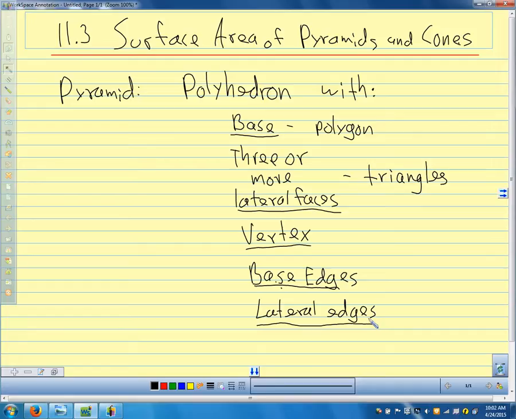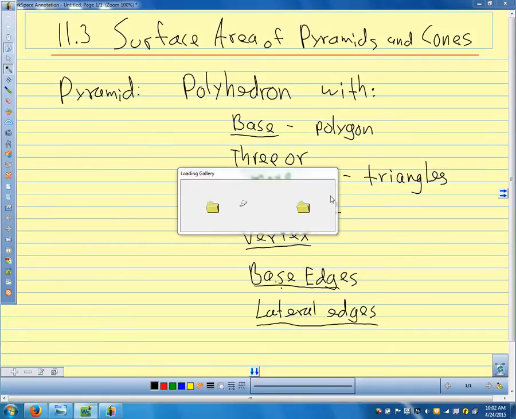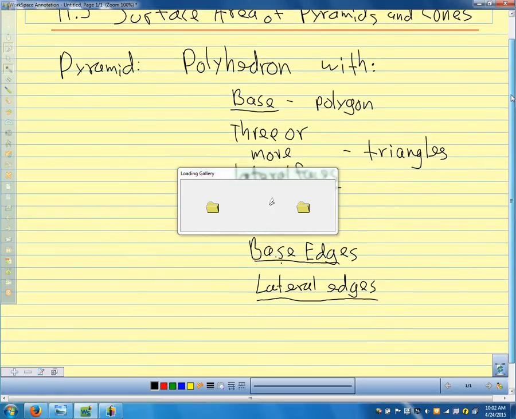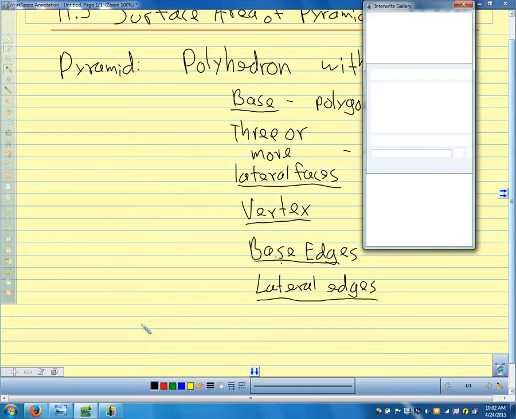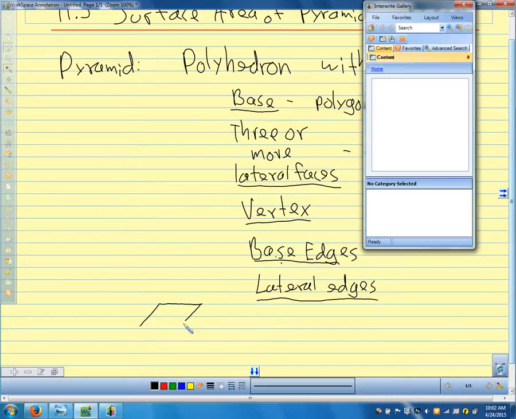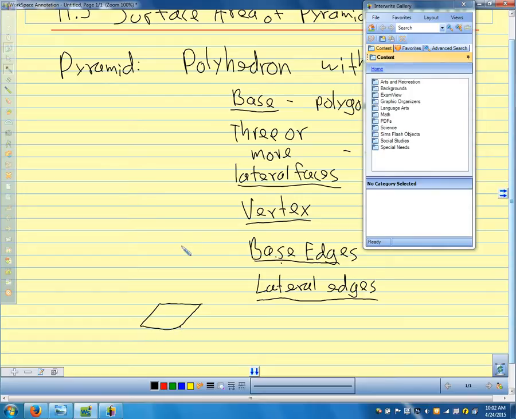So let's draw a picture here. The way I usually draw a pyramid is just draw whatever shape your base is. So if you want to draw a rectangular pyramid, there's my rectangle that's the base. Draw a dot up there, and then just connect your dot to your corners, and you have a nice pyramid.